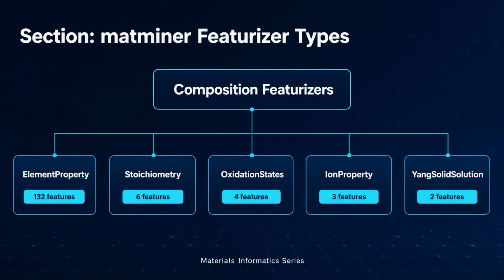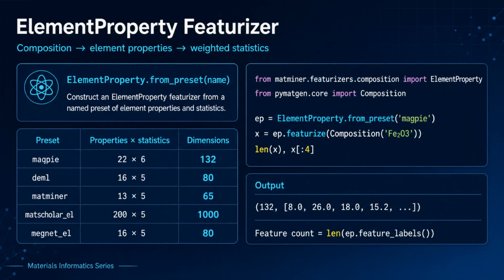Mapminer provides multiple featureizer classes beyond element property. We have stoichiometry for composition ratio features, oxidation states for charge state analysis, ion property for ionic character descriptors, and Yang solid solution for high-entropy alloy design. Each serves different applications and can be combined for comprehensive feature sets. Element property is the primary featureizer class.